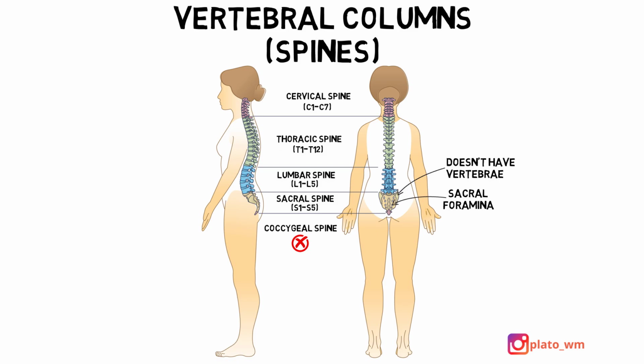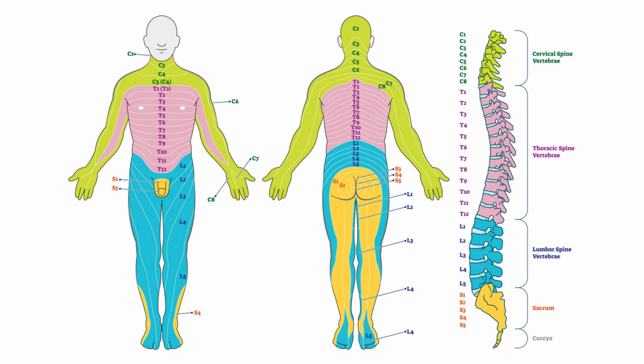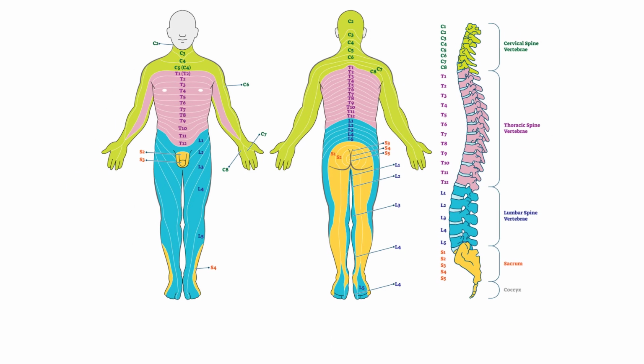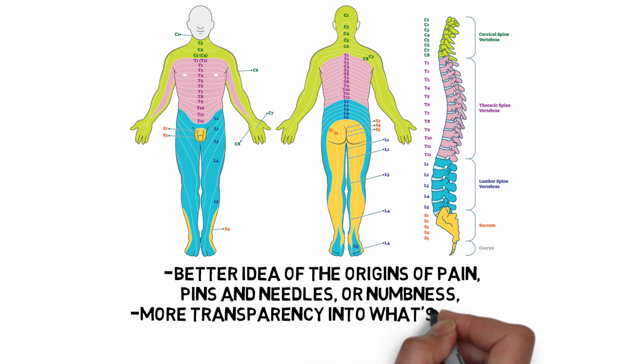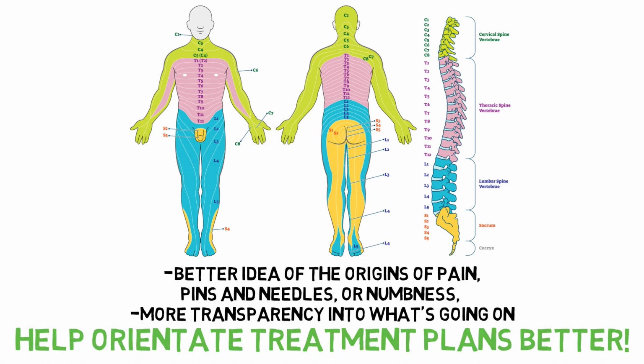Anyway, now that that's covered, let's talk about dermatomes. In a nutshell, dermatomes are areas of the skin supplied by each spinal nerve's sensory nerves. So each spinal nerve, with the exception of C1, is associated with an area of the skin, helping us put a map together of the bodily sensory distribution. This gives a practitioner a better idea of the origins of pain, pins and needles, or numbness, so they can have more transparency into what's going on and thus help orientate treatment plans better.